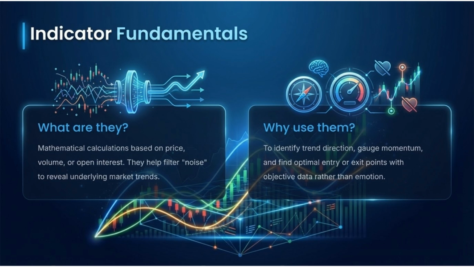Technical indicators are mathematical calculations based on price, volume, or open interest. They help filter out market noise to reveal underlying trends. They are used to identify trend direction, gauge momentum, and find optimal entry and exit points with objective data.